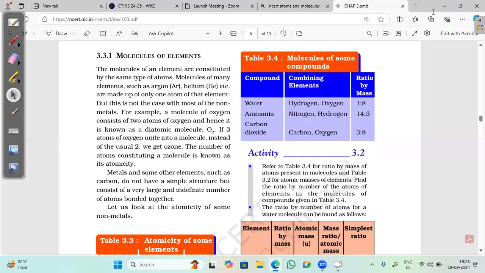Now, molecules of elements. We just discussed the molecules of elements like hydrogen, oxygen, nitrogen, carbon. And you have molecules of compounds like water, ammonia, carbon dioxide. Is there anyone who remembers the formula of ammonia?